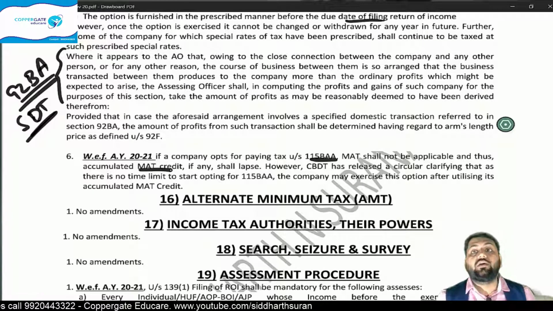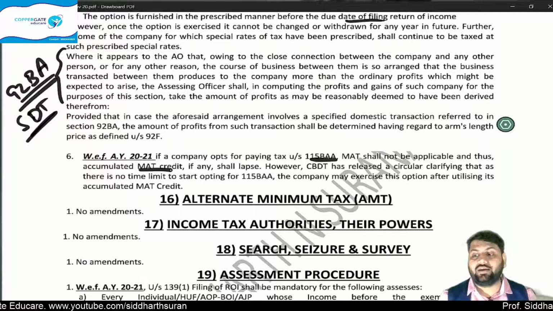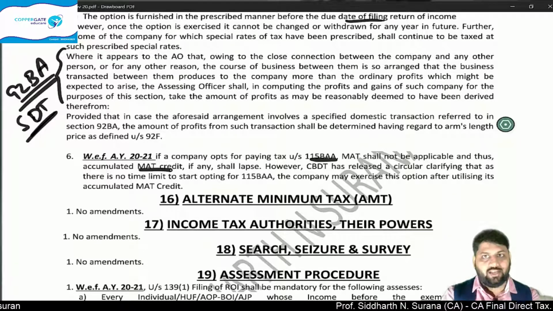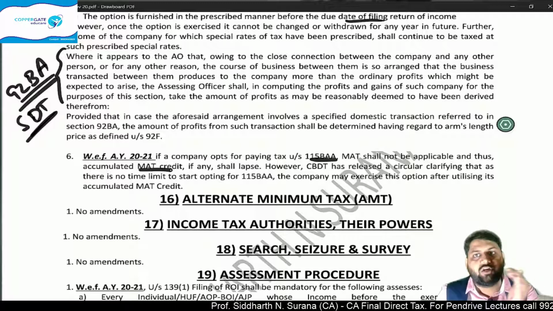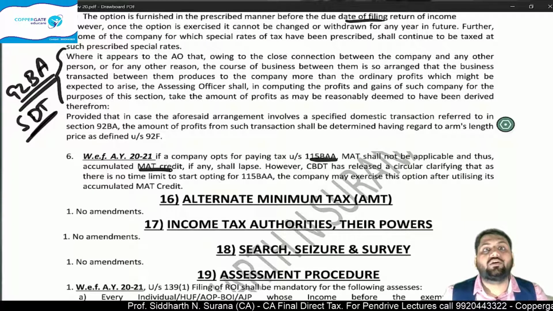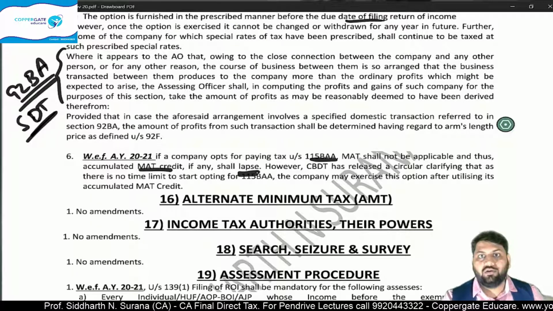What is MAT credit? Whenever your MAT is higher than normal tax, MAT credit will accrue, and in future whenever normal tax is higher than MAT, then MAT credit will be utilized. If you are shifting to the new tax regime, then there will be only normal tax, MAT calculation will stop. If MAT calculation is stopping, then how can you utilize your accumulated credit? Accumulated credit can be utilized only against your normal tax liability to bring it down to the level of MAT. But if there is no MAT, then how can you utilize your credit? Your accumulated MAT credit will lapse, is what is clarified.